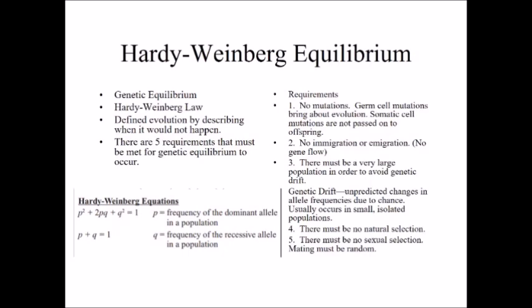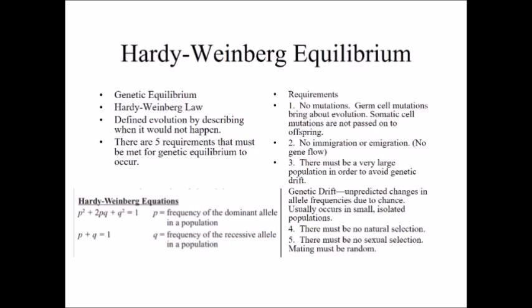According to Hardy and Weinberg, there are 5 requirements that must be in place for a population to enter into and remain in genetic equilibrium. Those 5 requirements are, number 1, there can be no mutations in the population. In particular, we're talking about here germ cell mutations, because germ cells are the cells that end up going through meiosis and becoming gametes. The genes in those cells are the only ones that are passed on. Somatic cell mutations don't matter so much here.